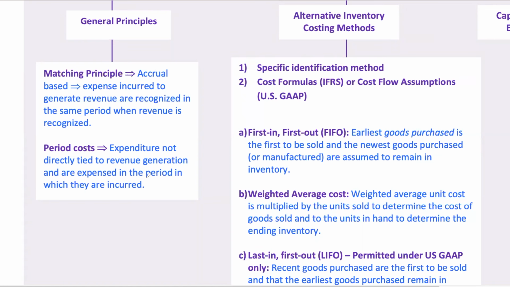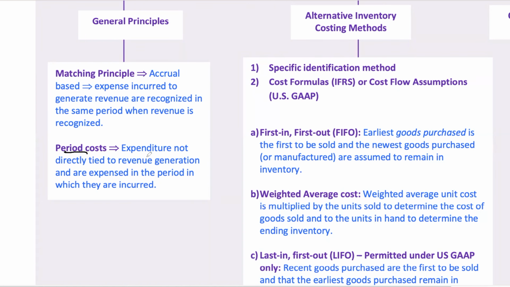Expenses can be categorized into period costs and product costs. Period costs are not directly tied to revenue generation and are expensed in the period they're incurred, like administrative expenses. Period costs also include depreciation of long-term assets, which is the allocation of an asset's cost over its useful life.